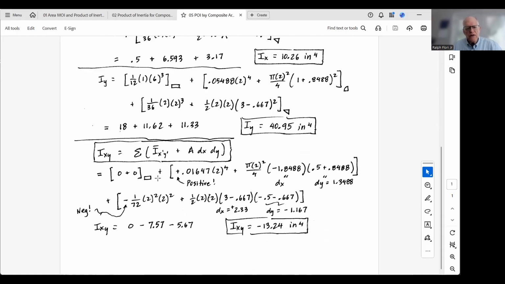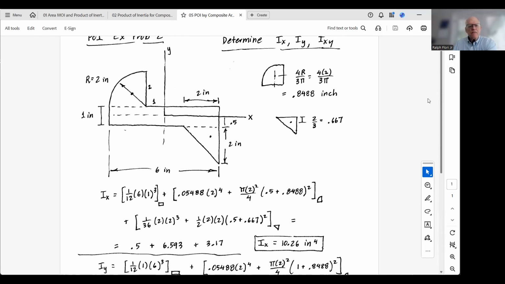For our quarter circle, his I bar xy is positive this term. His area is pi r squared over 4, so pi times 2 squared over 4. The dx measured from the y-axis to his centroid is 1 plus 0.8488. So 0.8488 is equal to 4r over 3 pi. So 4 times 2 divided by 3 pi is 0.8488. So 1 plus that, so it's a negative 1.8488 is his dx.